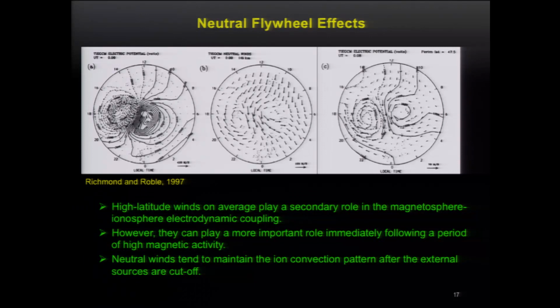The ionosphere convection pattern, which is moving in the E cross B direction, showed change directly, almost immediately, but the neutrals will keep pushing the ions moving in the same direction. So this is the convection pattern that's due to the wind, and this is called the neutral flywheel effect. The high latitude wind, on average, plays a minor role in the magnetosphere-ionosphere-thermosphere coupling, but it can play a more important role when you have large activities for a long time and your external drivers suddenly turn off.